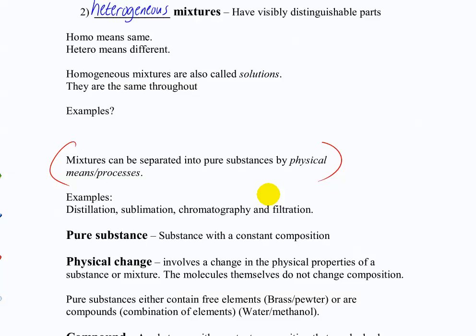A pure substance like water can be separated into hydrogen and oxygen, but not by physical means, by chemical means. You have to do a chemical reaction to actually split that thing up. And that's what a pure substance is. It's something with a constant composition that can only really be broken up by chemical means, not physical means.